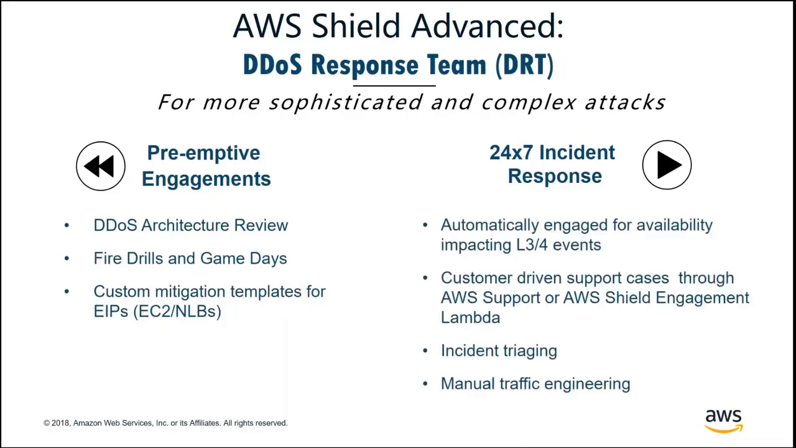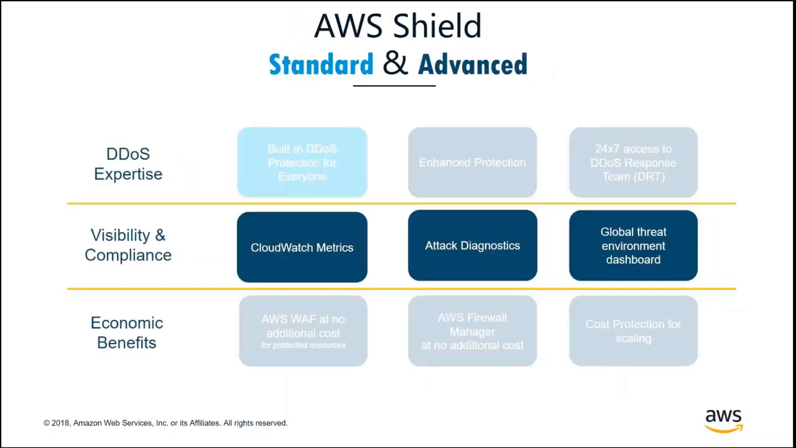Now, in an emergency, the DRT is available for critical and urgent cases for Shield Advanced subscribers. We're automatically engaged anytime there's an availability-impacting event Amazon-wide, which is very rare, but we do have that practice. And then there's customer-driven cases. That means you're able to open a support case, which results ultimately in a DRT operator joining a Chime bridge and working with you directly to help you resolve a mitigation. We can do incident triaging if you have multiple attacks going on at once, and we can also be engaged to do manual traffic engineering. So that kind of wraps up the DDoS expertise portion of Shield Advanced.